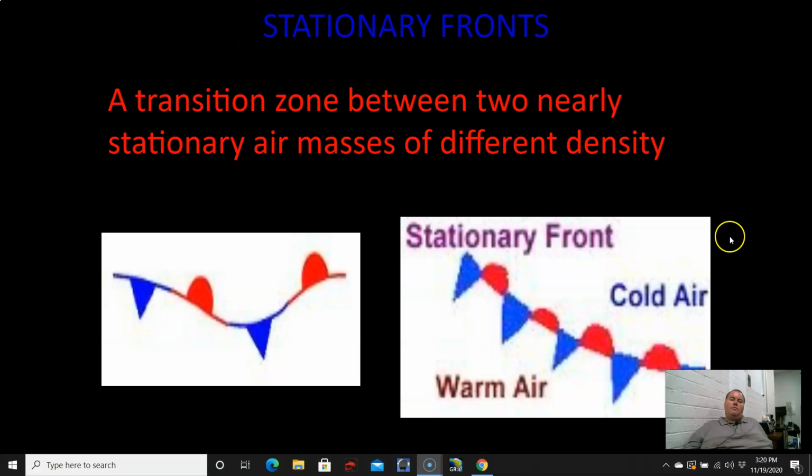Stationary fronts is basically that transition zone that's between the two air masses, but neither one can really push the other out. So basically your front becomes stationary, becomes stagnant. You see that a lot in the summertime when the jet stream is further to the north, and we'll talk about jet streams in a few minutes. But stationary fronts is basically when one air mass can't win out over the other.